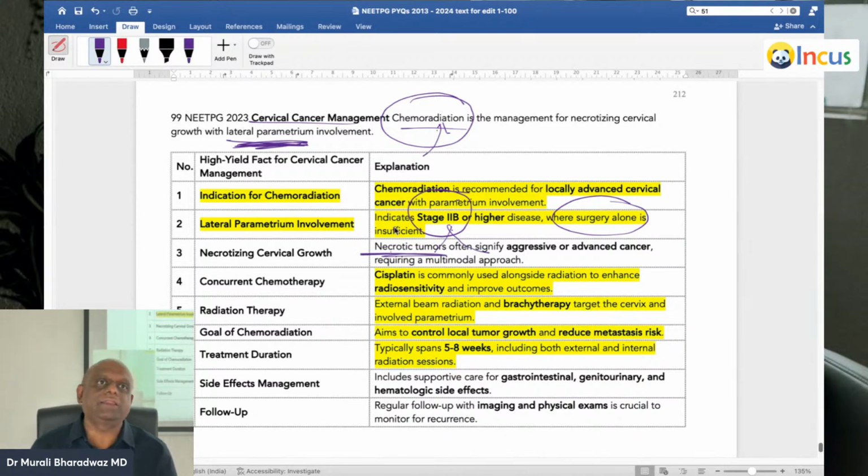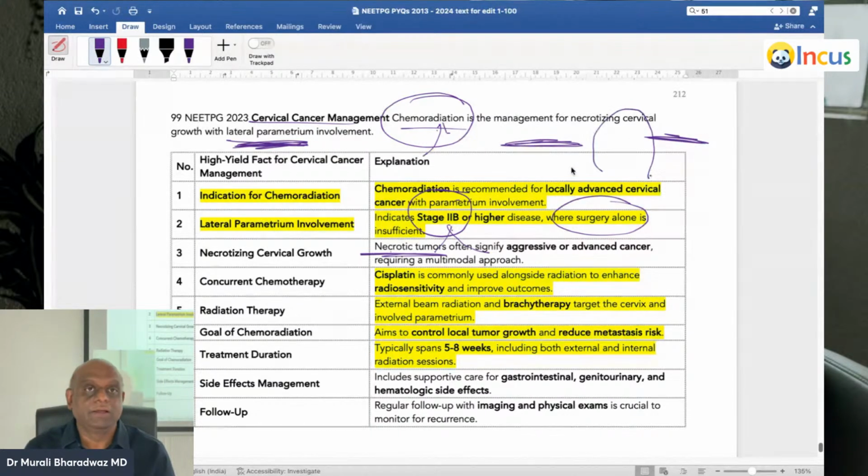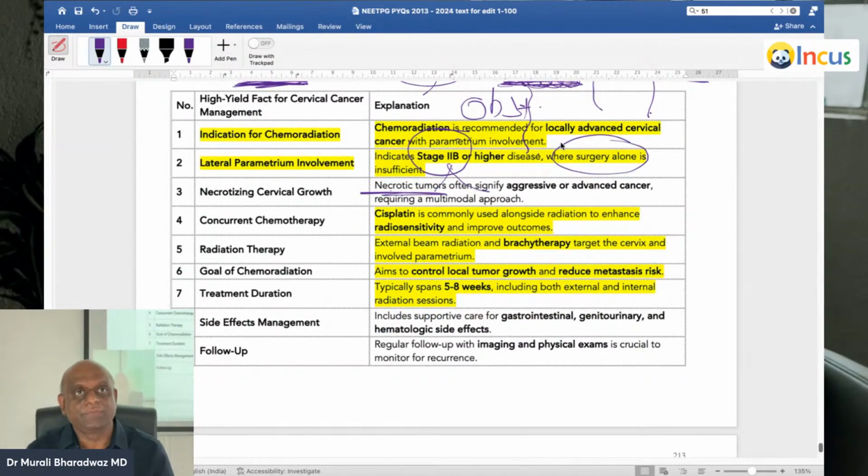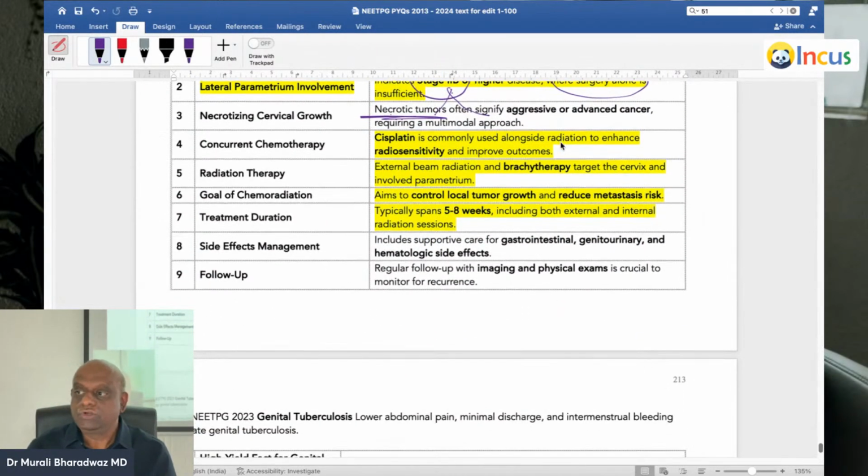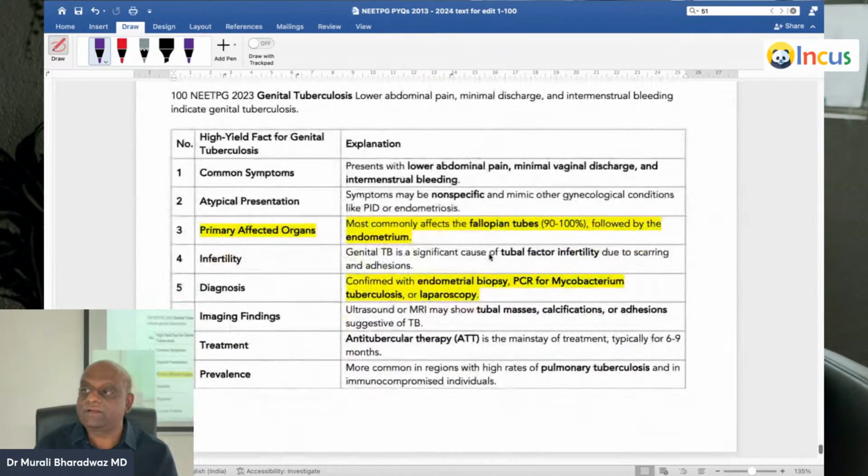What is the most common cause of death in cervical cancer? Renal failure. Because very close to the parametrium, the ureter will be passing. So whenever it is invading the parametrium, it will compress the ureter, leading to obstructive uropathy, leading to development of uremia, which will ultimately kill the patient who has cervical cancer. So the treatment of chemoradiation is 5 to 8 weeks, and it includes both external and internal radiation.